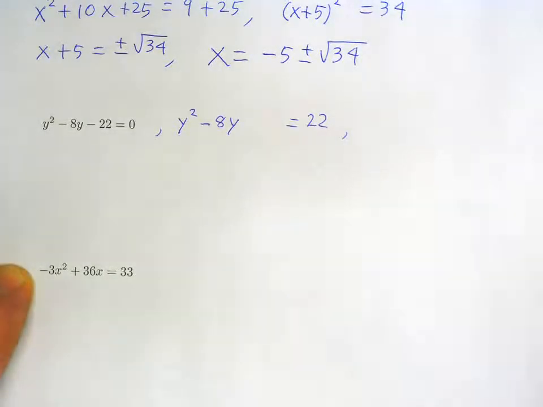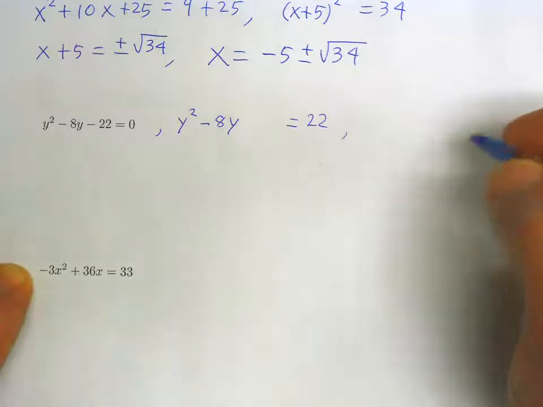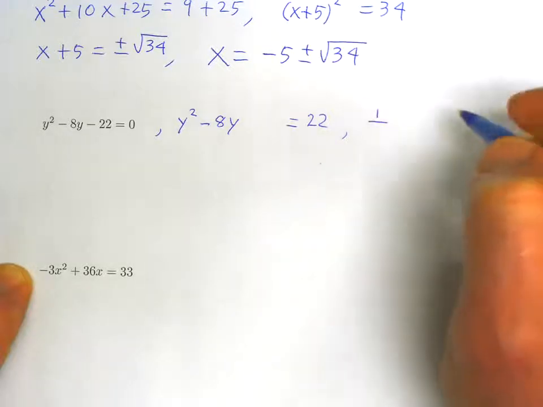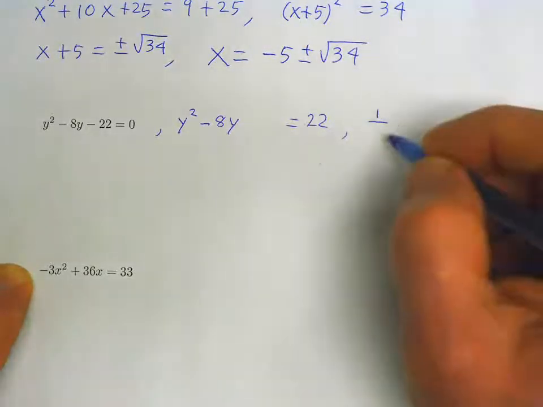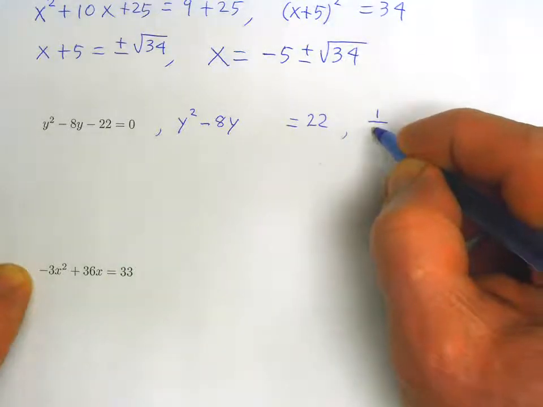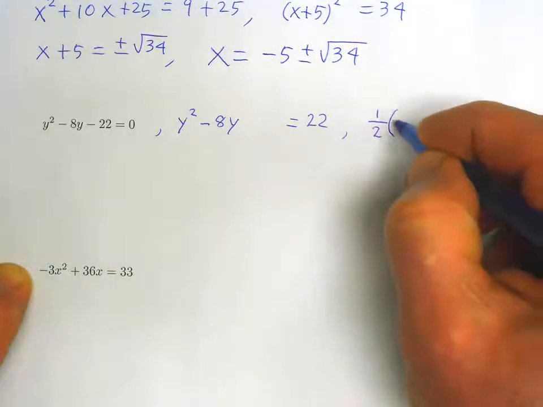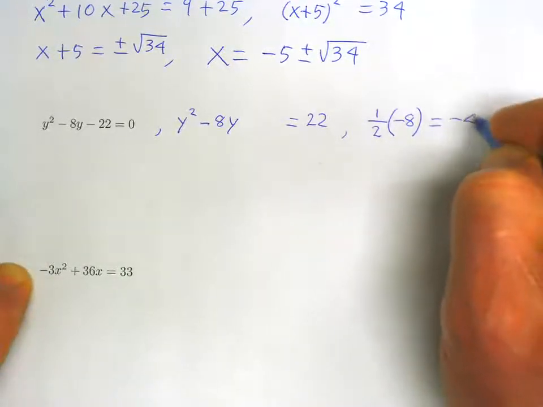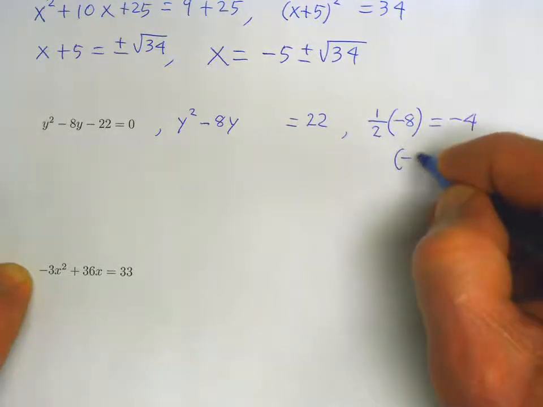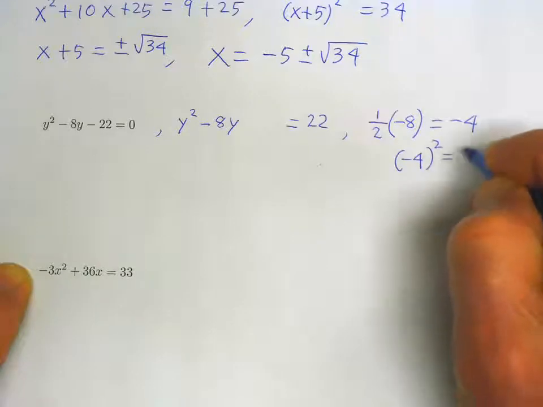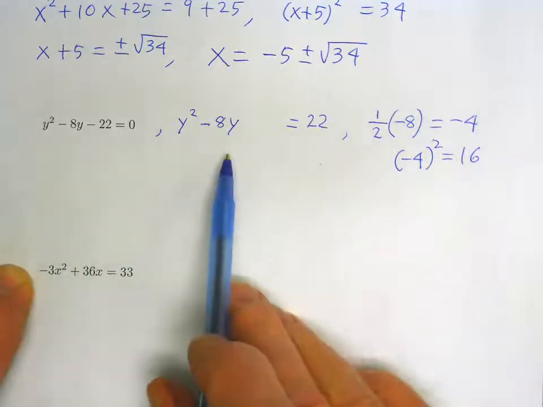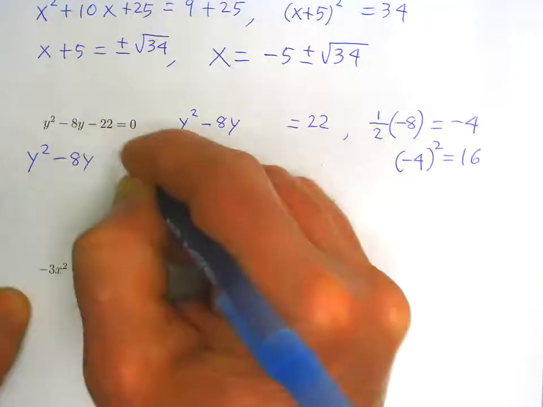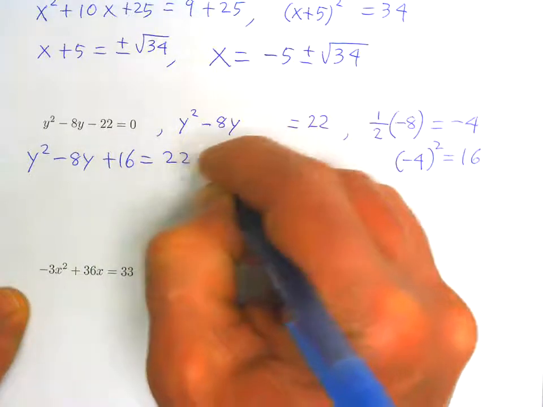Okay, then we want to add a number to both sides so that the left-hand side becomes a perfect square trinomial. I didn't write this down in the previous example, but to determine what number to add to both sides, we take one half of the coefficient of y. So 1/2 of -8 is -4. And then when we square the number -4, we get positive 16. Okay, so we add 16 to both sides of that equation, and we get y squared minus 8y plus 16 equals 22 plus 16.